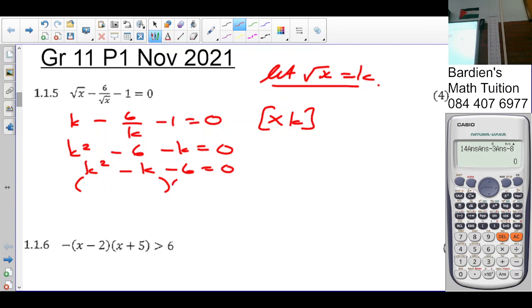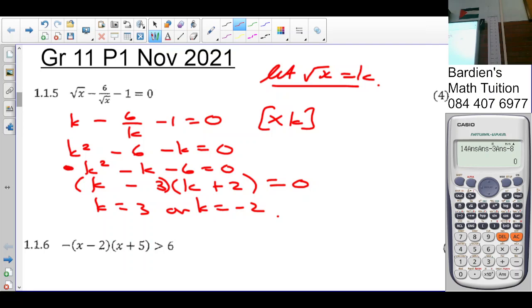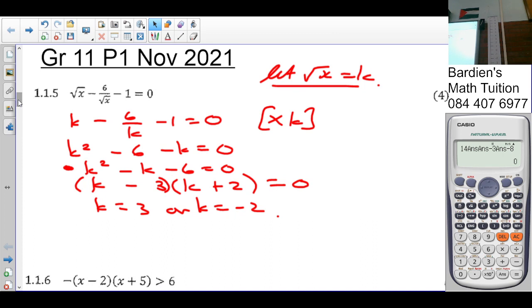So it becomes a trinomial now. So we've got k and k, 3 and 2. The bigger factor must be negative, so negative and positive. Okay, so k is equal to 3, or k is equal to negative 2. People, at this point, very importantly: if you cannot factorize, use the quadratic formula then. Okay? You're getting the roots now and then, right? Then rather just use the quadratic formula.